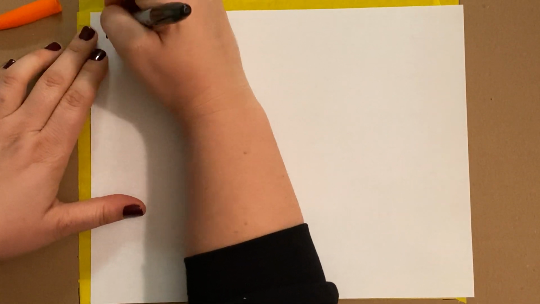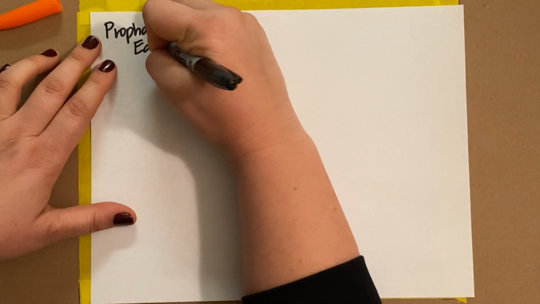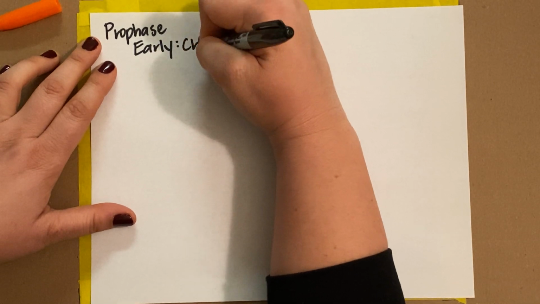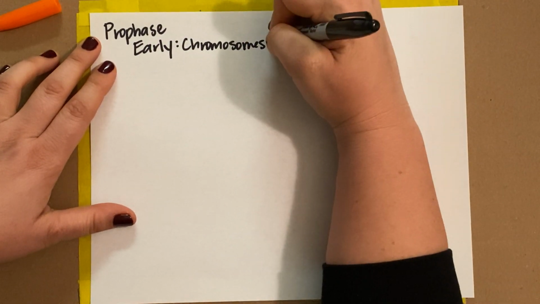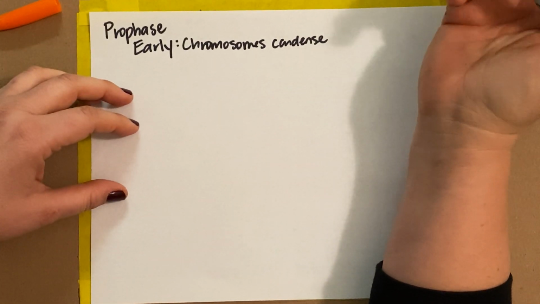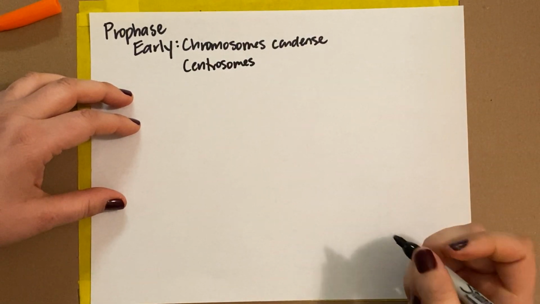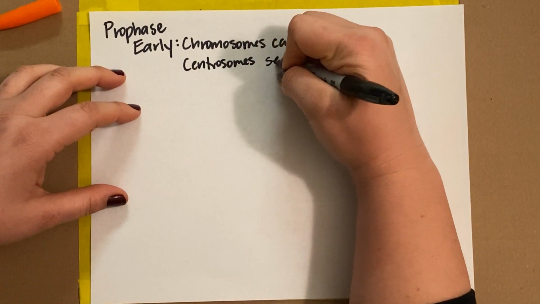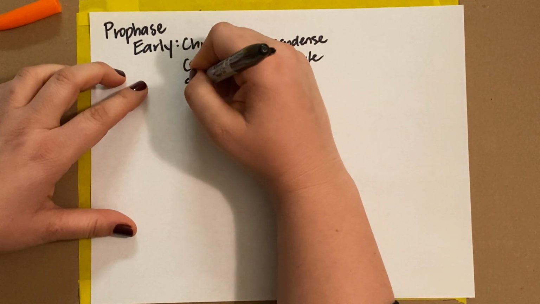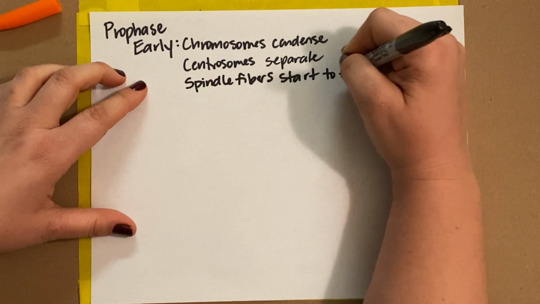Okay, so for prophase, this is the first stage of mitosis. We are going to divide prophase into early prophase and late, okay? During the very beginning of prophase, what's going to happen is that the chromosomes condense. So you can actually start to see the chromosomes visibly inside of the nucleus. Okay, we also have our centrosomes, those little structures that are going to create the spindle fibers. They are going to start to separate. So they are usually right next to each other in the cell, and they're going to start moving apart. And spindle fibers start to form.